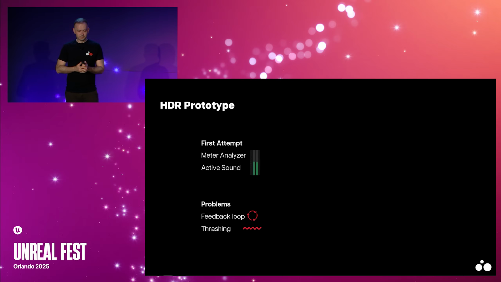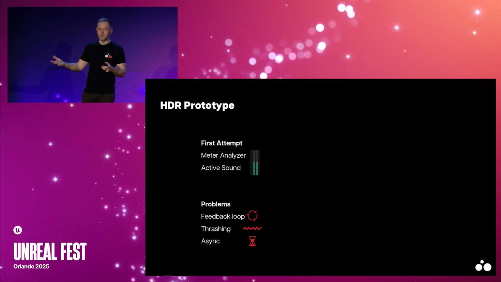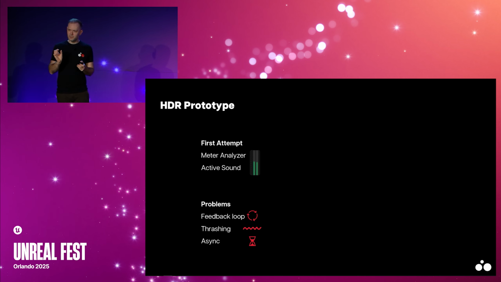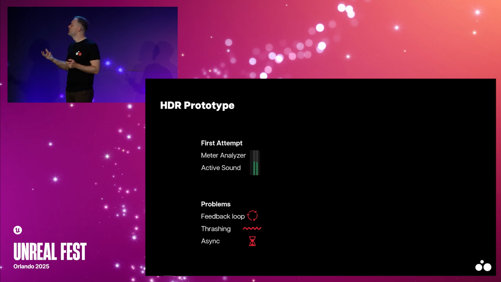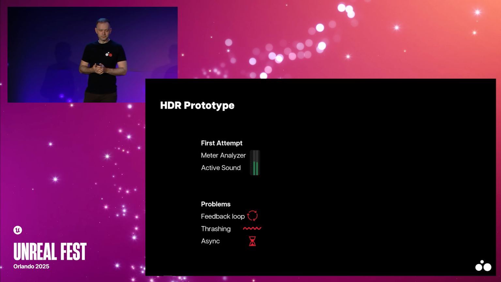There was a feedback loop between the metered amplitude and the volume multiplier, which caused volume thrashing for sounds that weren't the loudest in the system. And from this, we learned that active sounds don't really provide a way to control volume independently of their analysis. Along with this, we found that the meter analyzer works asynchronously and reports back at an interval in seconds, which is still really short, but the latency inherent in this process would be too much for how HDR could work as we intended it to.